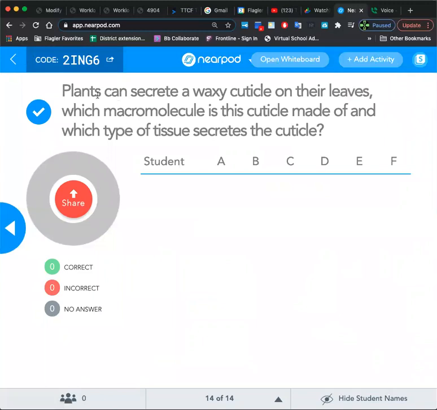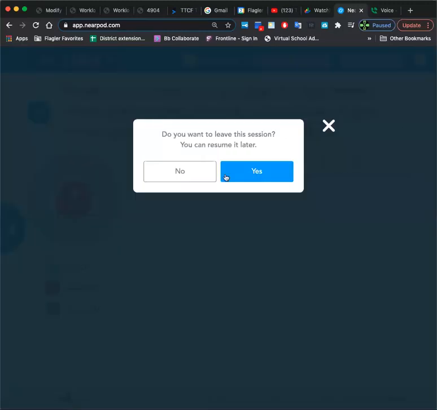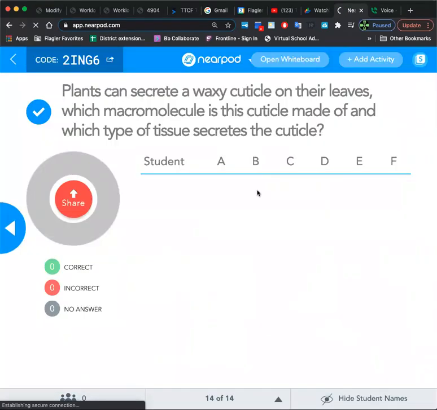All right, so that's the end of that one. I'm going to see if I can back out and go to flowers here. Get that one done too.